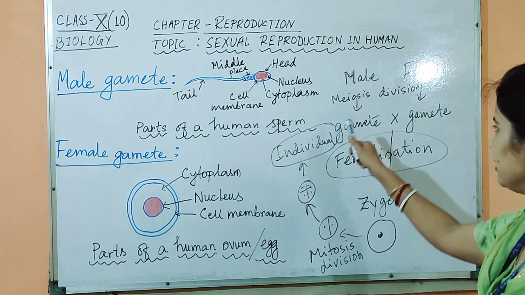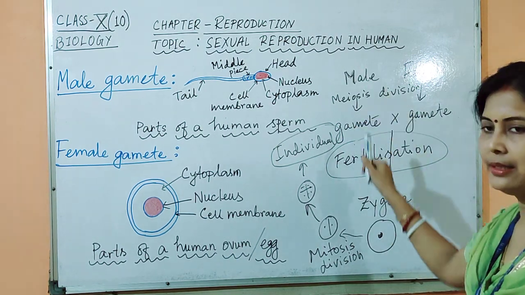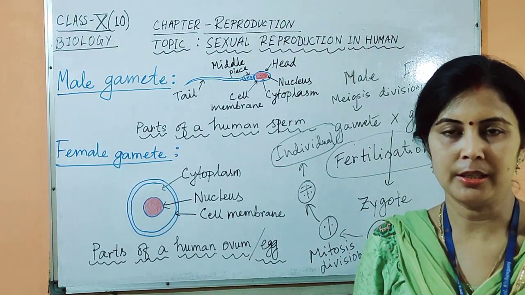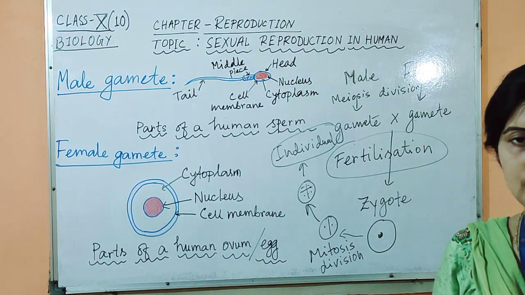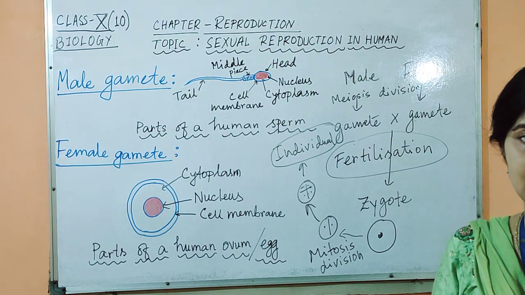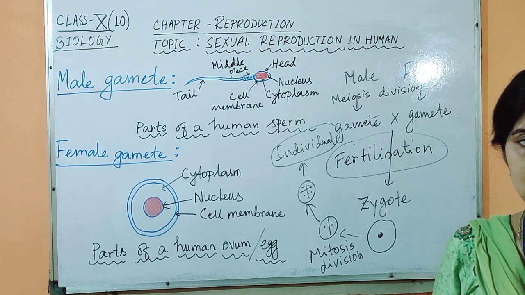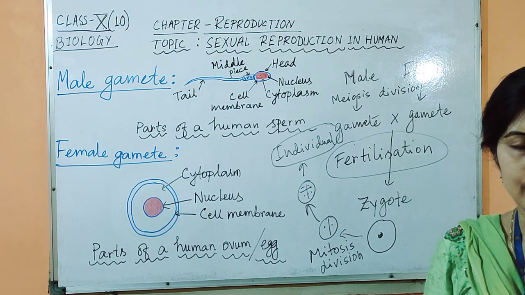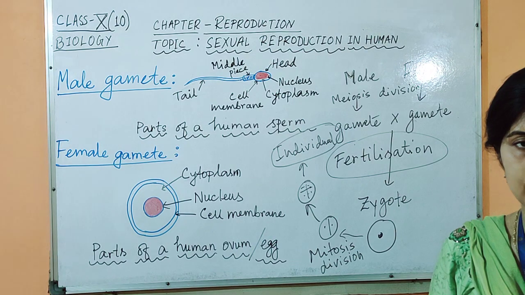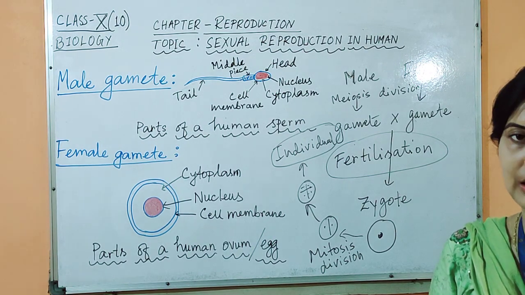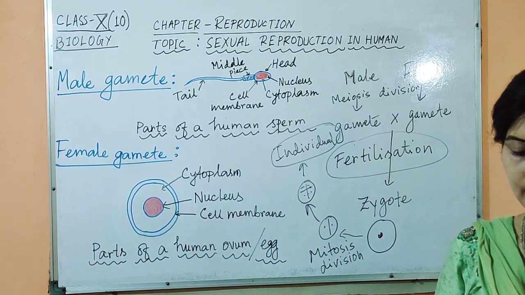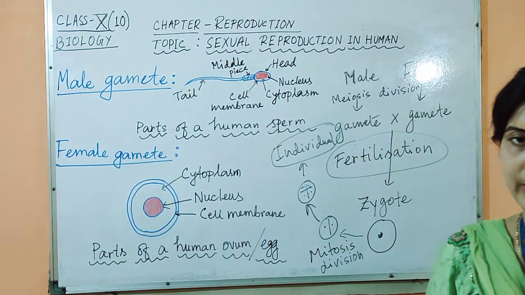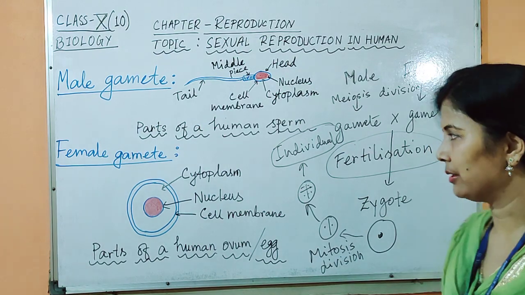But in case of meiosis division, there is reduction in the material of the cell, that is the parent cell. So in case of meiosis division, there is formation of 4 cells, 4 new gametes from the single parent cell. Therefore, during formation of gametes, we can see meiosis division.